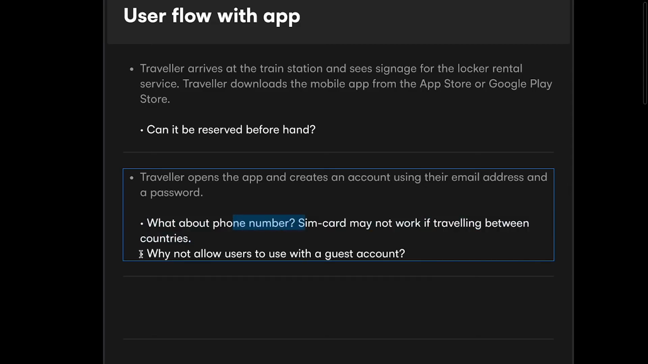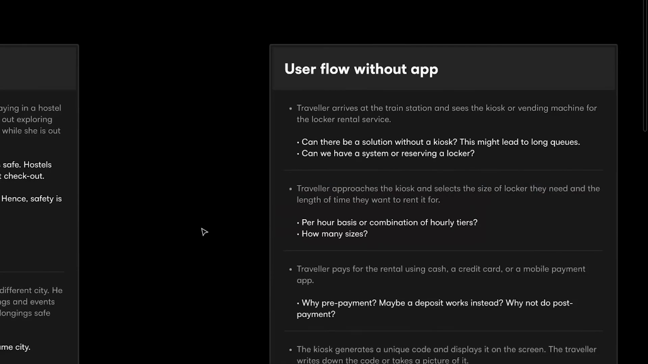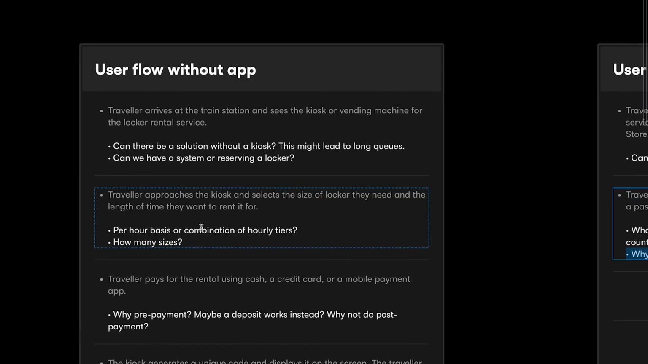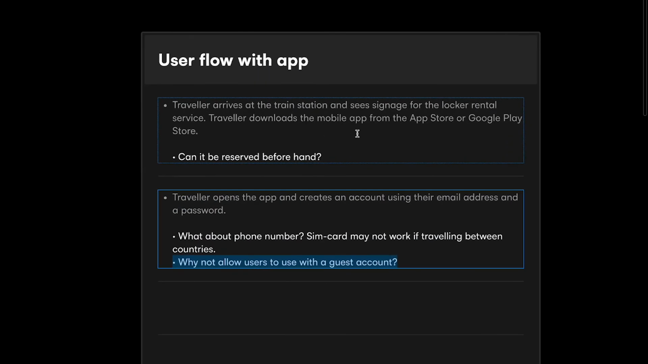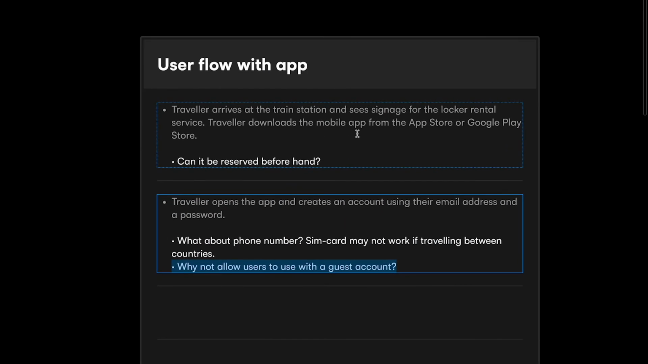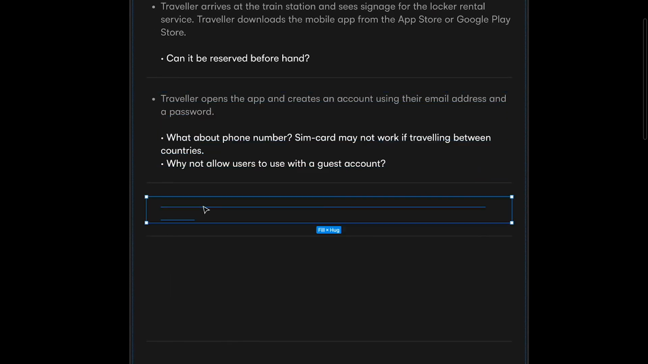Now, the other question I have is, why not allow users to use a guest account? Why do they have to create an account? Can they just use the service without one? Because if you look over here, without the app, you're not really creating an account anywhere. So if the service can work without an account, why not let them do it over here as well? So that's another question.